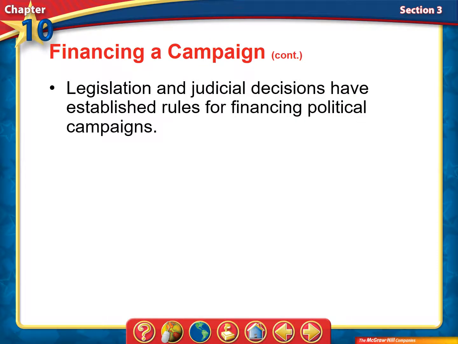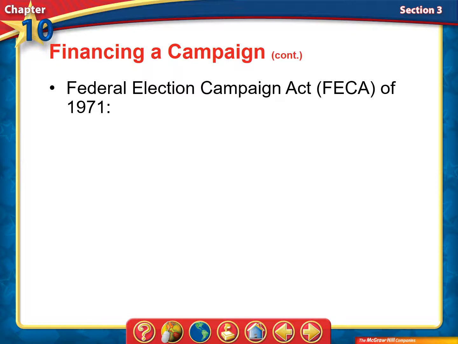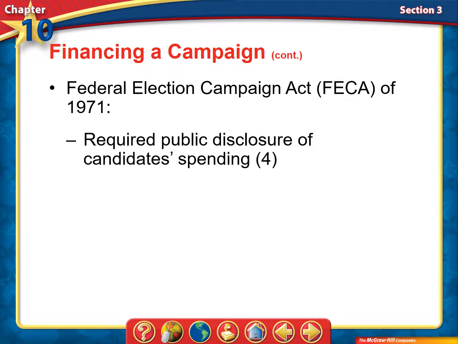Laws and even court decisions like the Citizens United Supreme Court case have established various rules for how political campaigns can be financed. For example, the Federal Election Campaign Act, called FECA, was passed in 1971. It requires that the money that a candidate spends be disclosed for public knowledge. And so you can look it up. For each person that is going to come in and meet with us, you can look up how much money did Congressman Meadows spend in his recent campaign for re-election. You have a right to know that.